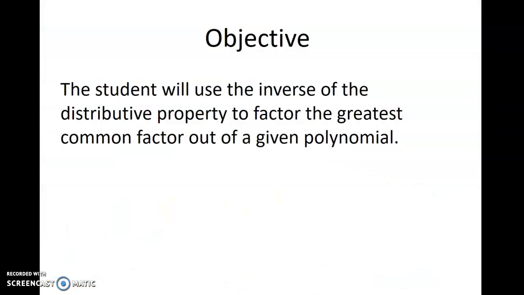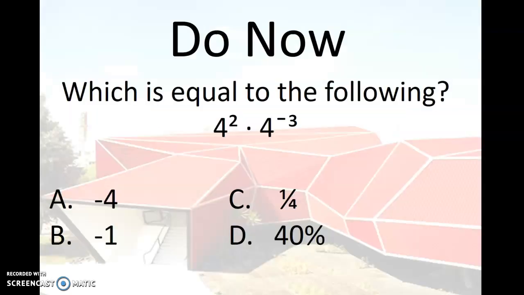So we're going to use the inverse of the distributive property to factor the greatest common factor out of a given polynomial. So we're familiar with the distributive property. So if we think of that in inverse, we're pulling out a factor. So if we're doing the inverse, then of course using the distributive property will be a way to check it.